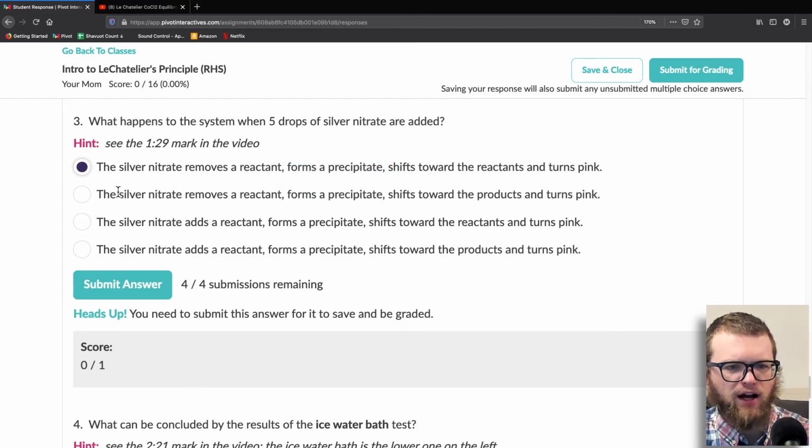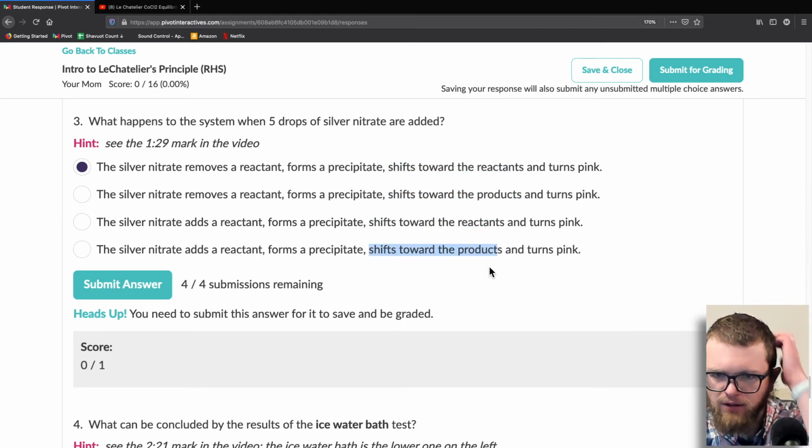Okay, so does silver nitrate remove a reactant, or does silver nitrate add a reactant? And then does it shift? Well, it always turns pink. That's part of our answer. So does it remove a reactant or does it add a reactant? And is it shifting it towards the reactants or is it shifting it towards the products?